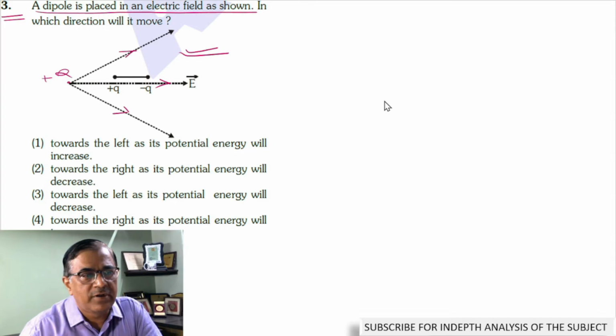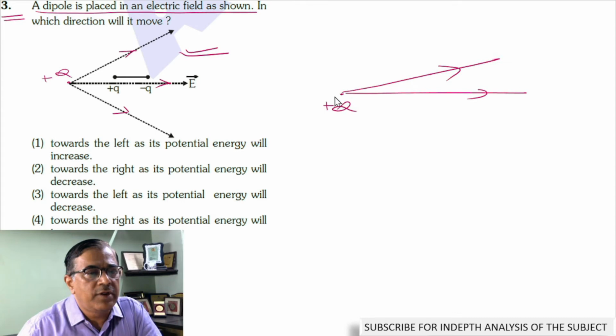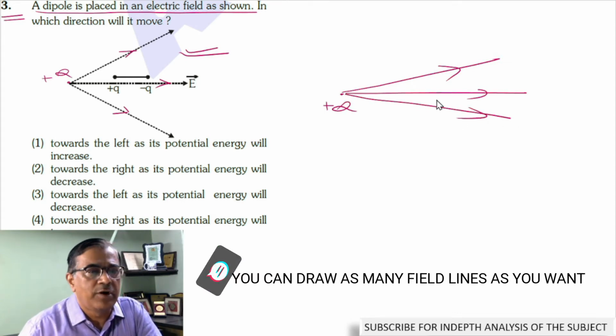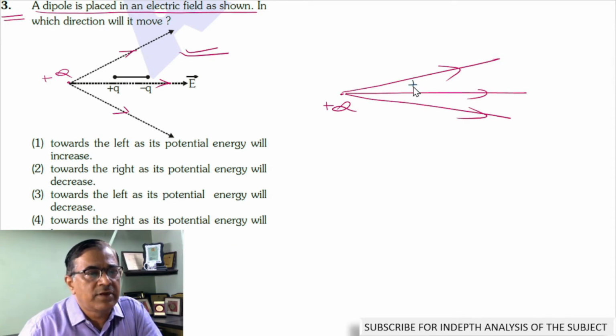For your benefit, I would like to draw these radial field lines once again. Here is a point charge Q, and these happen to be radially outward electric field lines. You can draw as many field lines as you want, and within this electric field an electric dipole has been placed.